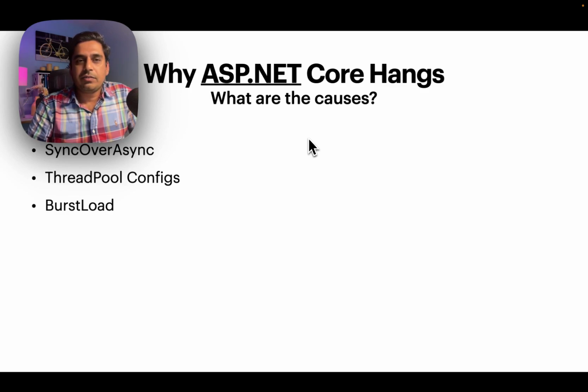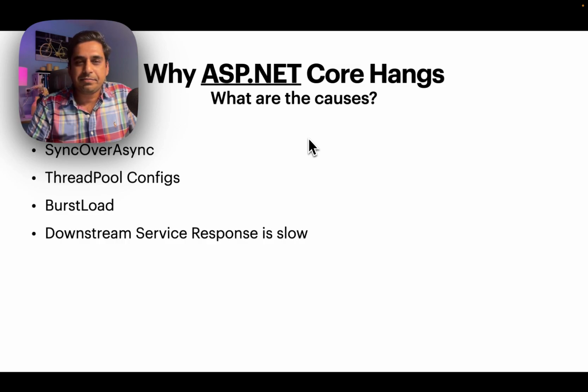Or you are getting burst load. Burst load is like you normally expect 100 concurrent users on your website, but suddenly one of your videos got viral, or one of your tweets got viral, and now you're getting 1000 concurrent users every hour, and it is causing issues in your application.